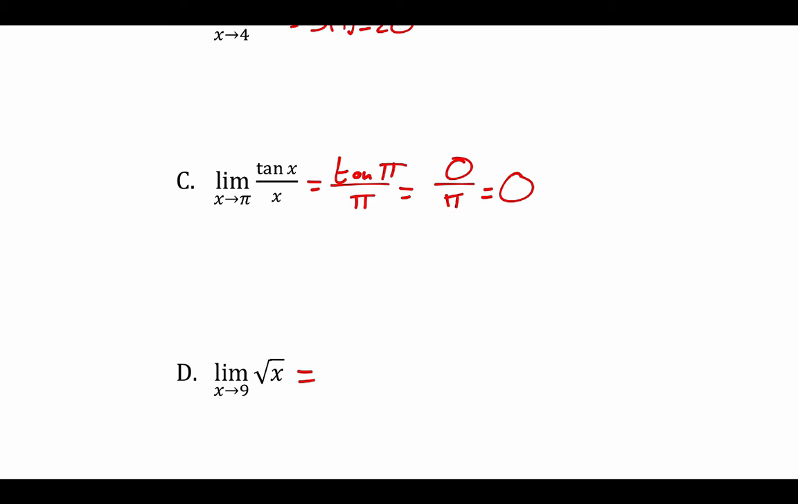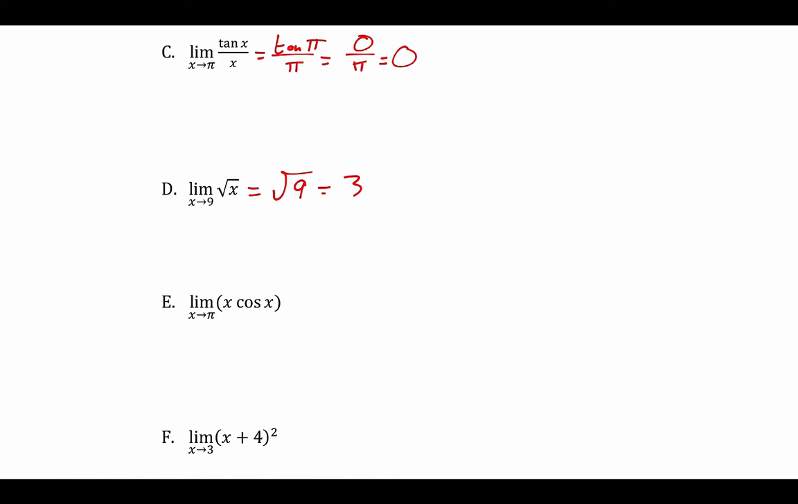This one, the limit as x approaches 9 of the square root of x, we can just plug in 9. So we've got the square root of 9, which is 3. Letter E, the limit as x approaches pi of x times the cosine of x. Pi times the cosine of pi ends up being pi times -1, which gives us negative pi.